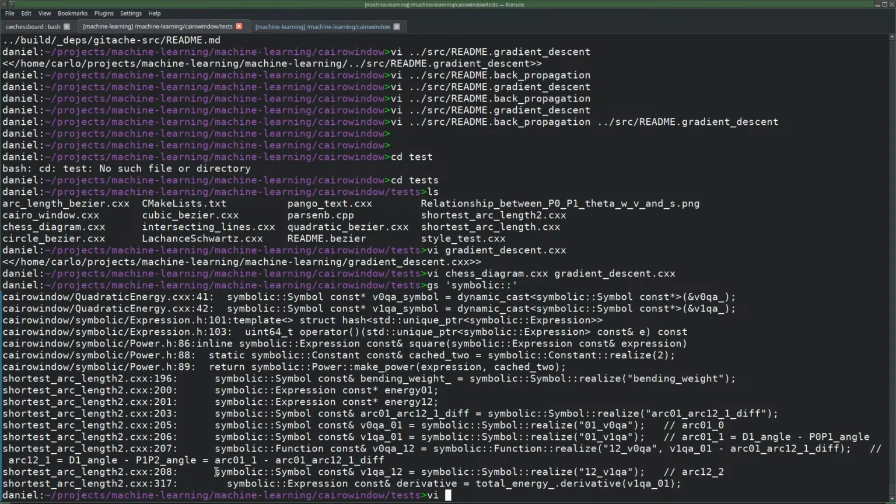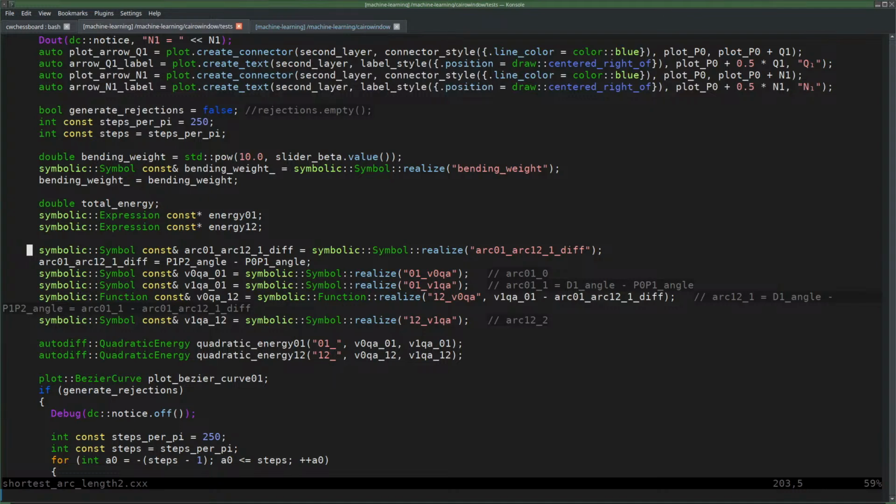This is how I make symbols. So look here. Okay.